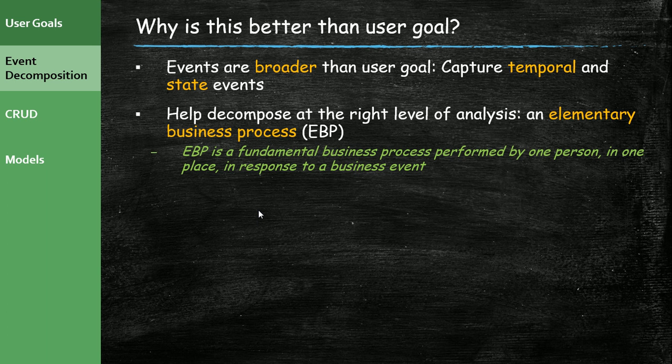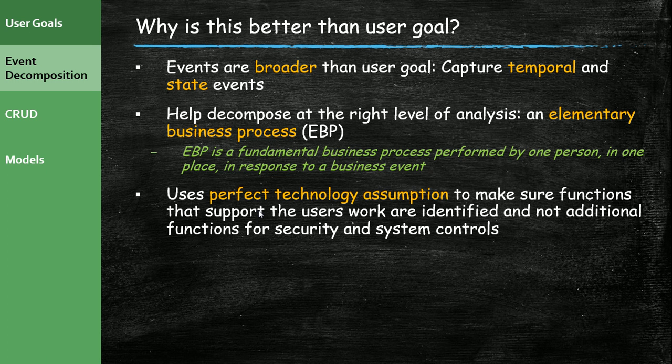Your book talks a little bit more about what an EBP is. It's a fundamental business process performed by one person in one place in response to a business event. So it's kind of a business term. But business is kind of important to us in systems analysis. It uses perfect technology assumption to make sure that functions that support the user's work are identified. In other words, what supports what the users do as opposed to what the system needs to do. We'll worry about the system later on.